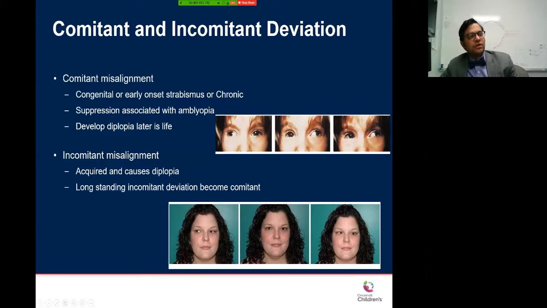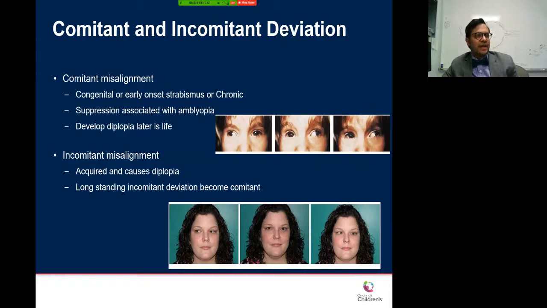When he looks to the right, this one makes it, but this one doesn't. Even though it looks like it's centered, it's not, right? Because it's lagging. It should be all the way over to the right. And when it looks to the left, there's still exotropia. So there's exotropia here, exotropia here, exotropia here. So you can see that in all gazes, the deviation is there.